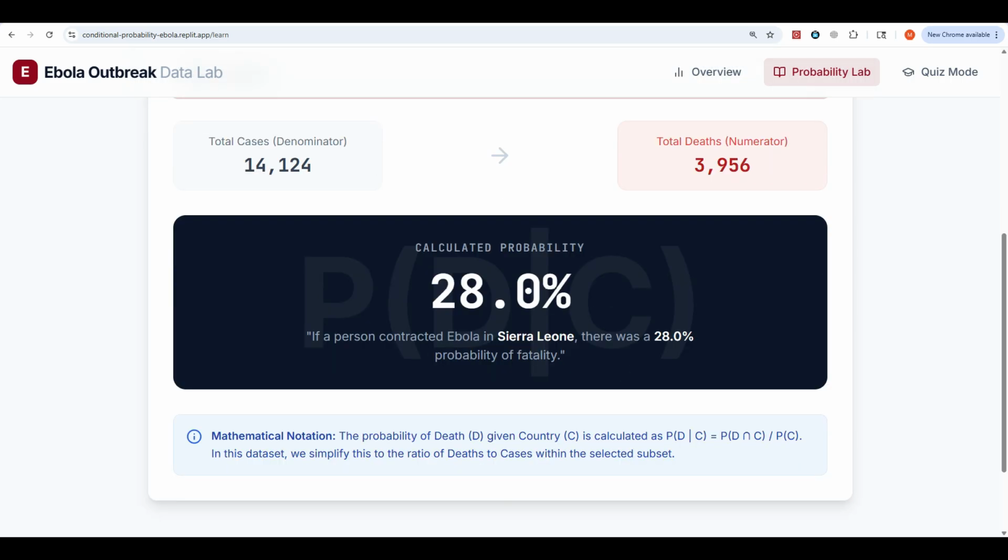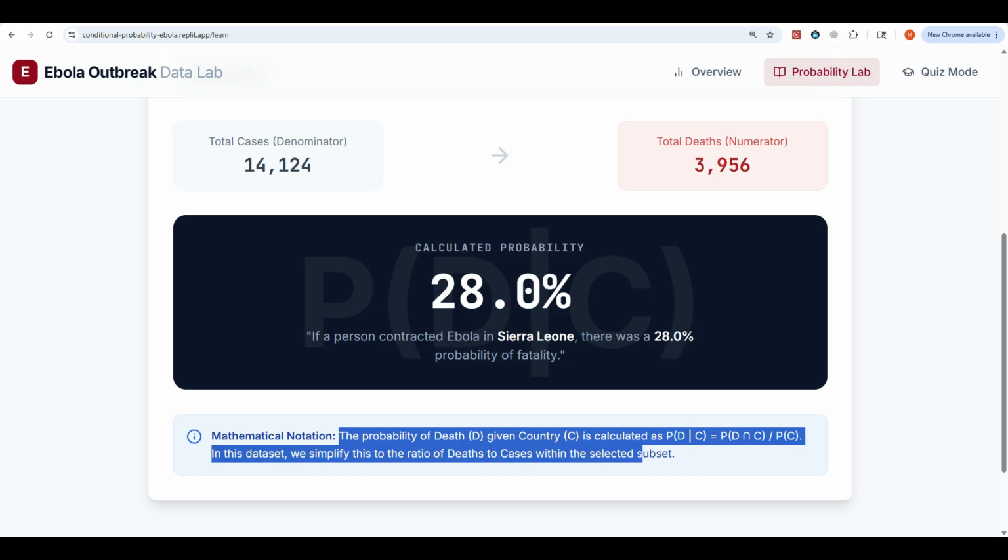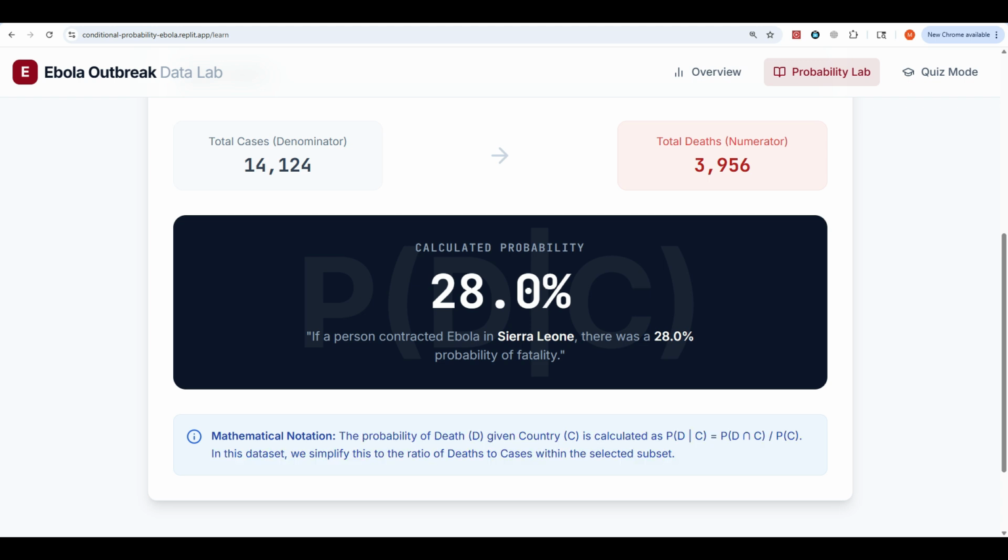And below that, we get, as a side note, a little bit of information about the relationship between the conditional probability and some of the more elementary combinations of events, like the intersection of those events. And so here's where they will start to see this formula. The probability of death given country is equal to the probability of the intersection of death and country divided by the probability of being in that country.